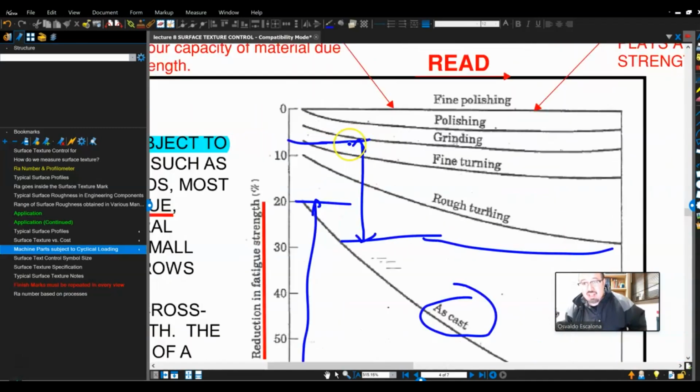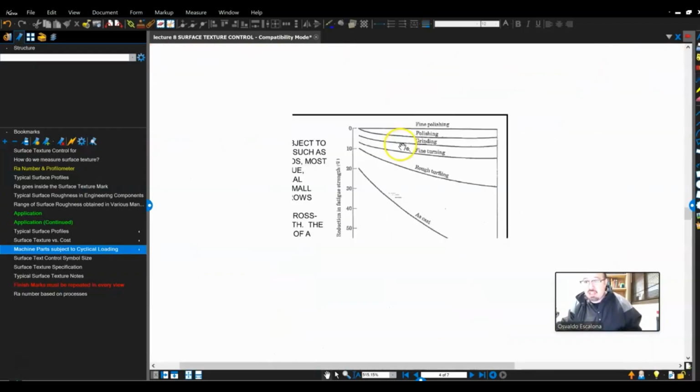If I grind it, I decrease the strength. Remember, grinding is just sparks, right? If I grind it, I decrease the strength about 8%. So I need to polish it. In fact, I need to fine polish it to not reduce it anymore, because I started with full capacity. I go under cyclic loads, I reduce my strength by half. And if I don't take care of it, from that half that I have, I take even more. That's to the point that your strength is gone.